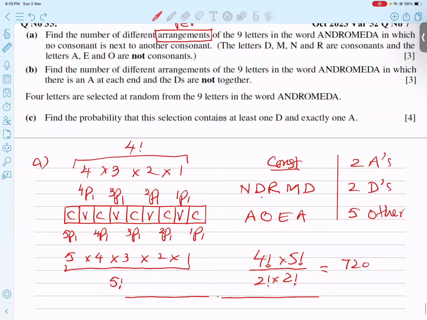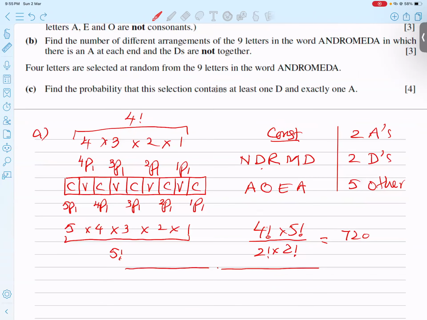Part number B. So in part B, we have to find the number of different arrangements. Again, the word arrangement. So 9 letters of the word Andromeda, in which there is A at each end. Okay, let me decide. A on each end.